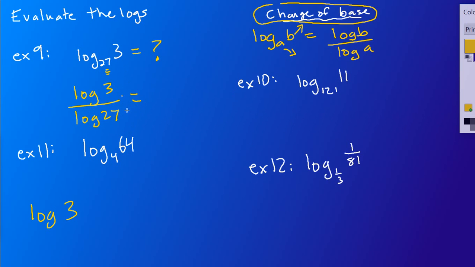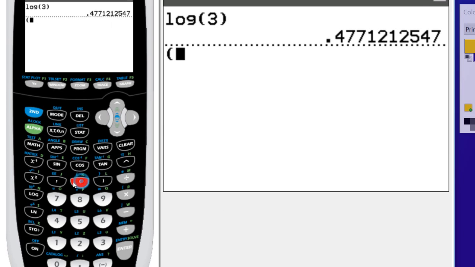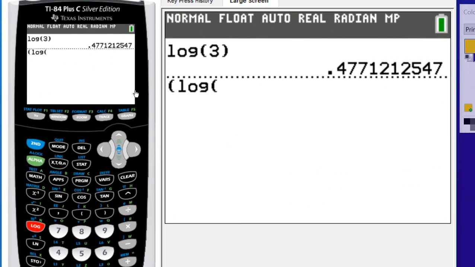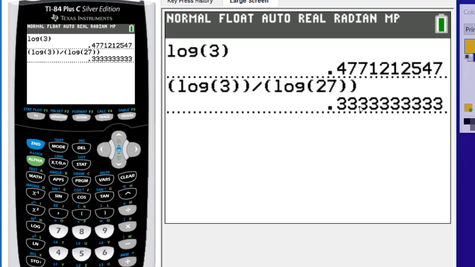Now I'll just put this on my calculator, and if I need to, I'll round. So I will put parentheses, and I'll write log, and I wanted specifically log of 3 on top. So 3, all right, that gives me log of 3, and I'm going to divide that by log of 27. These parentheses are going to be important, so my calculator does everything in the right order. I'll press enter. I get 0.3 repeated, and that's going to be one that we want to remember.